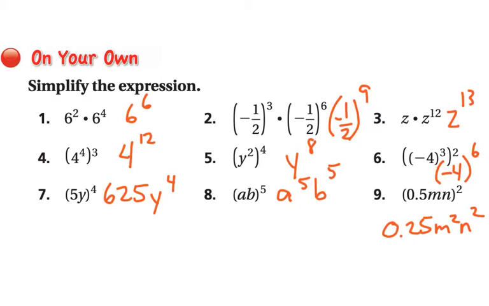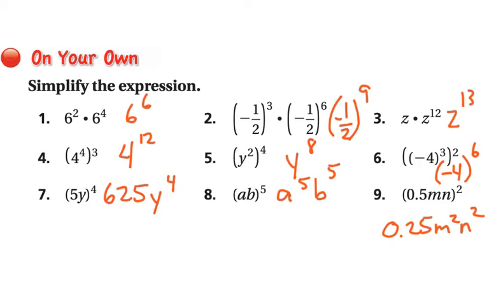All right, here you go. And I apologize, I did have to try to squeeze a couple of them in. Let's go through these pretty quickly. Number 1, you should have had 6 to the 6th power. Number 2 was negative 1/2 to the 9th power. Number 3 should just be z to the 13th power. Number 4 was 4 to the 12th power. Number 5 should have been y to the 8th power.